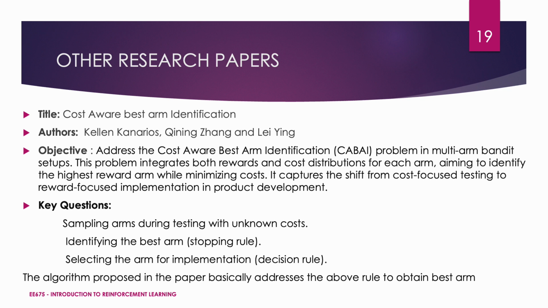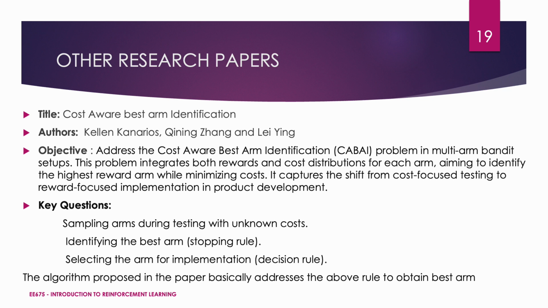However, in real-world scenarios such as product development or online advertising, it is essential to balance rewards with costs. The objective of this paper is to address the cost-aware best arm identification problem, in short CABAI, which involves the identification of the arm with the highest expected reward while taking into account the associated costs. This problem is crucial for decision making in various domains where resources are limited and efficient allocation is needed.